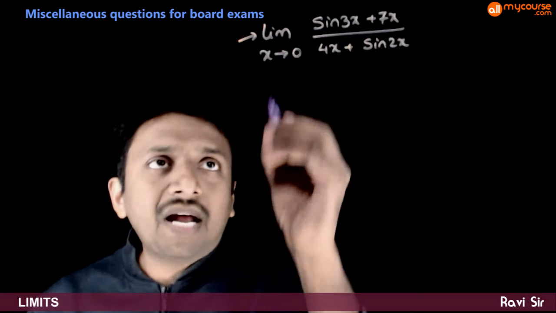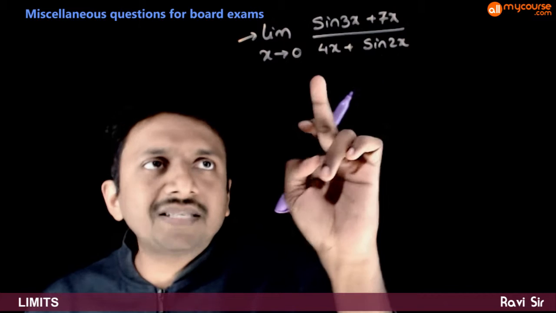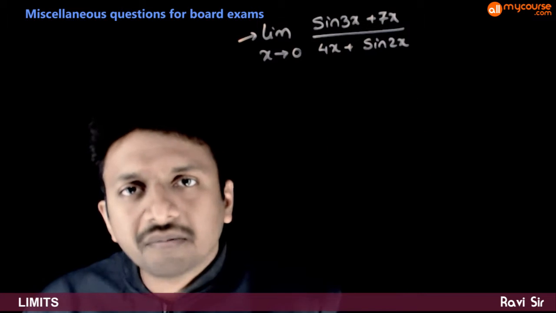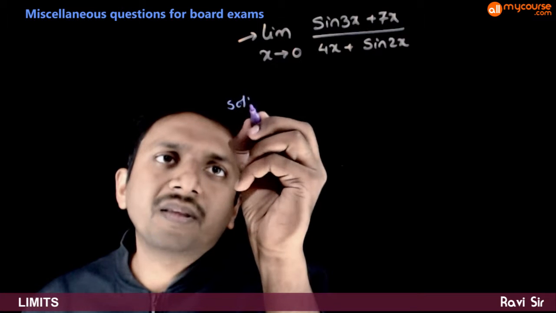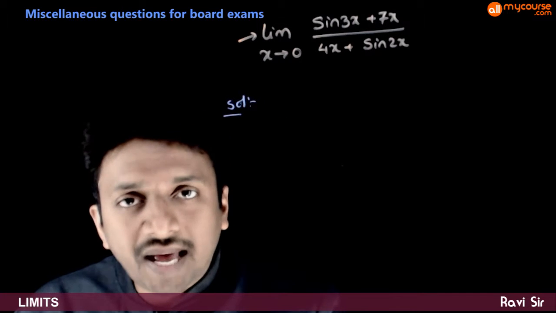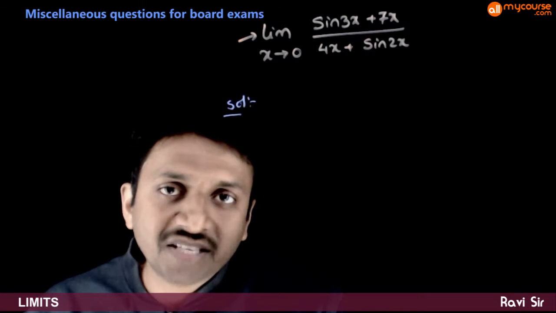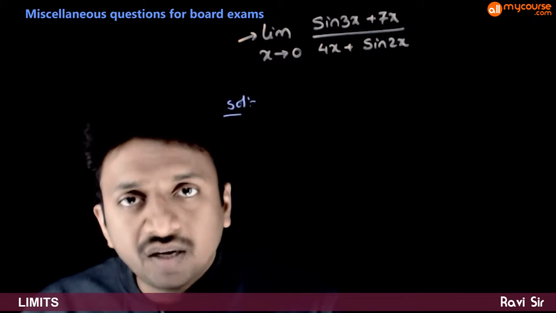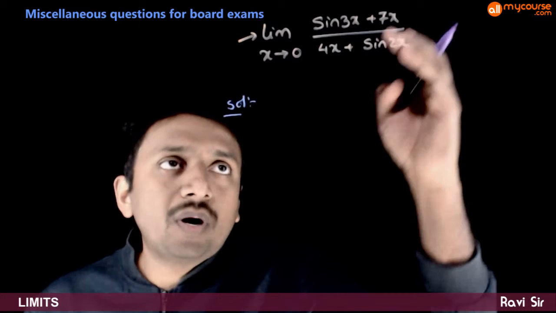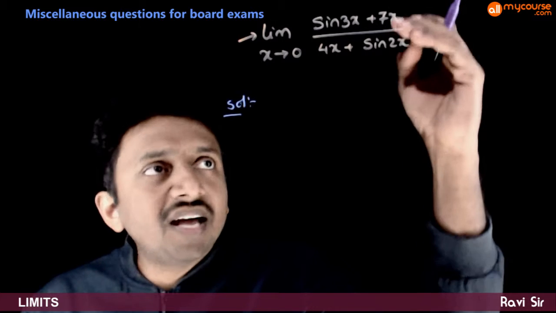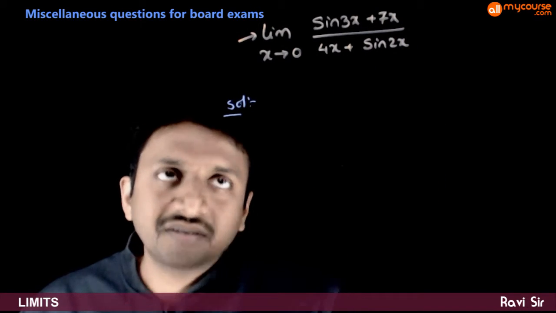In this question, you're asked to find limit x tends to 0 of (sine 3x plus 7x) by (4x plus sine 2x). So what we have is trigonometric limits, right? Limit x tends to 0, sine x by x is equal to 1, tan x by x is equal to 1. So what I do in this question is, I'll divide both numerator and denominator by x.